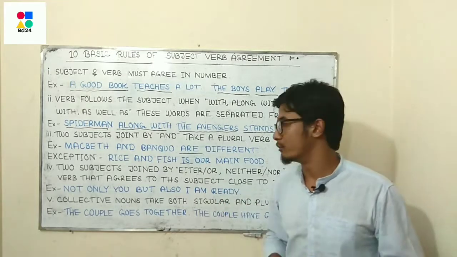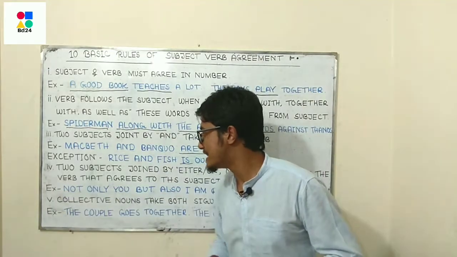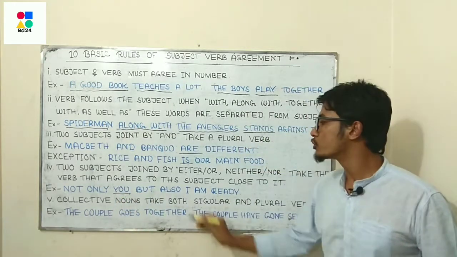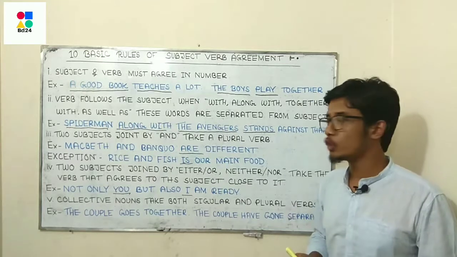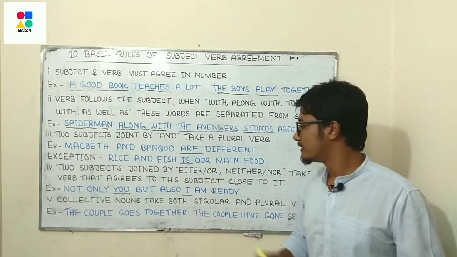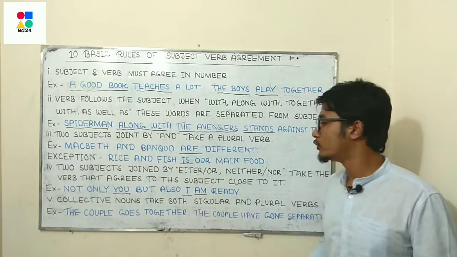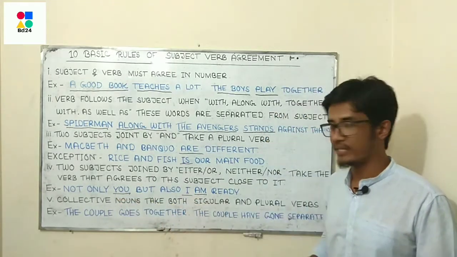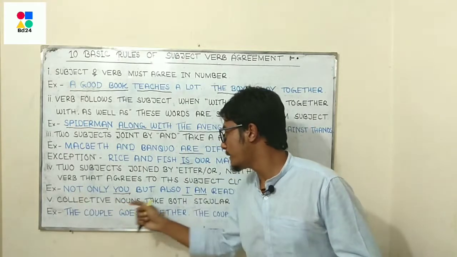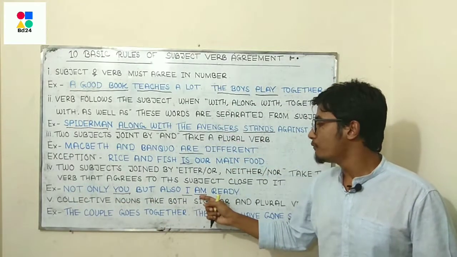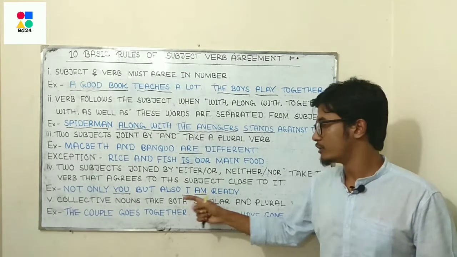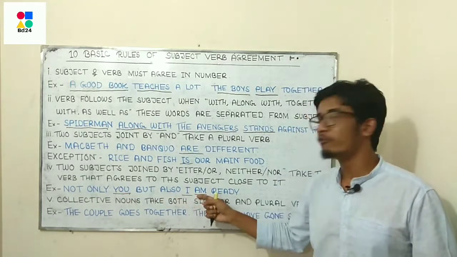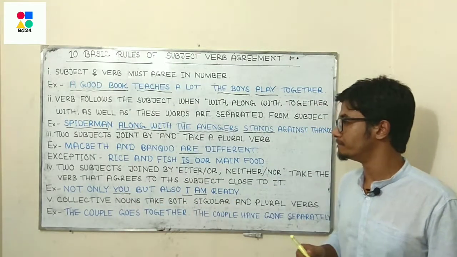Okay, so let me show you some examples. The example says here, not only you but also I. Not only you but also I, the verb is "am," not "are." Not only you but also I am ready. Here we have used not only but also, but the verb is "am," which is close to "I." So the verb will follow the closest subject, not "you."